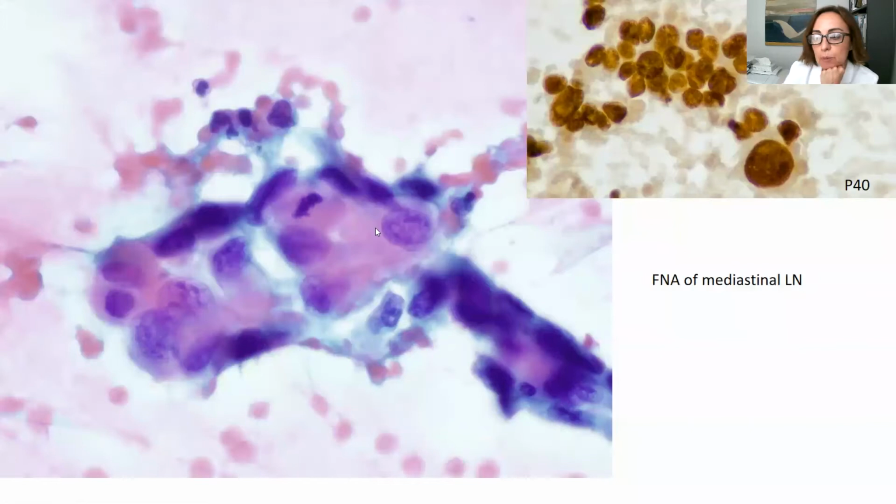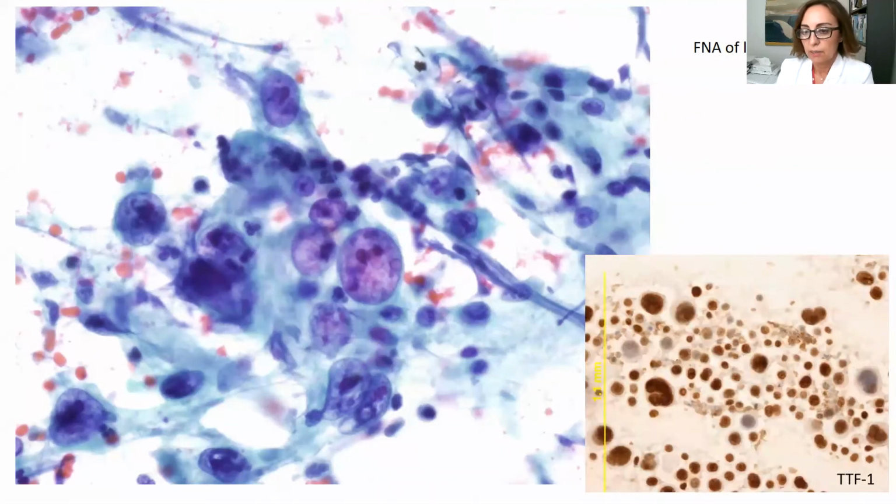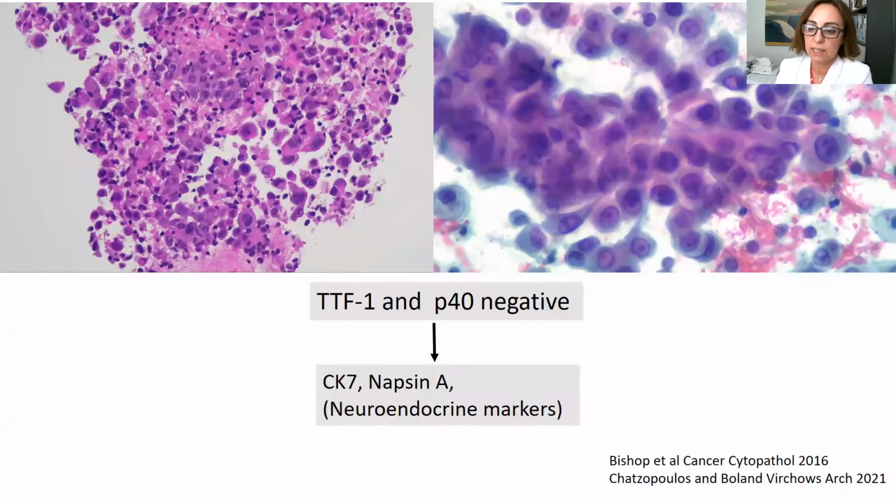And this is another example, another mediastinal lymph node. You see here the smear, probably a squamous cell carcinoma, but it's easy to have a strong nuclear positivity with P40 to be more confident in our diagnosis. This is another case of a lung mass, with a very ugly tumor. And fortunately, TTF1 was strongly positive, so it is, of course, a poorly differentiated adenocarcinoma.